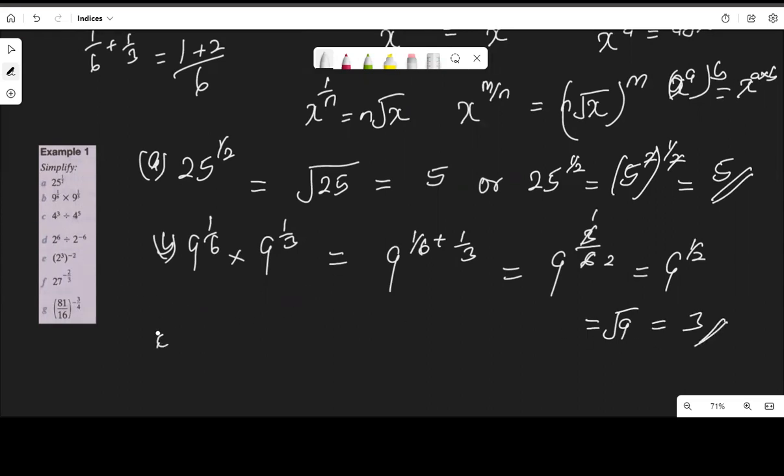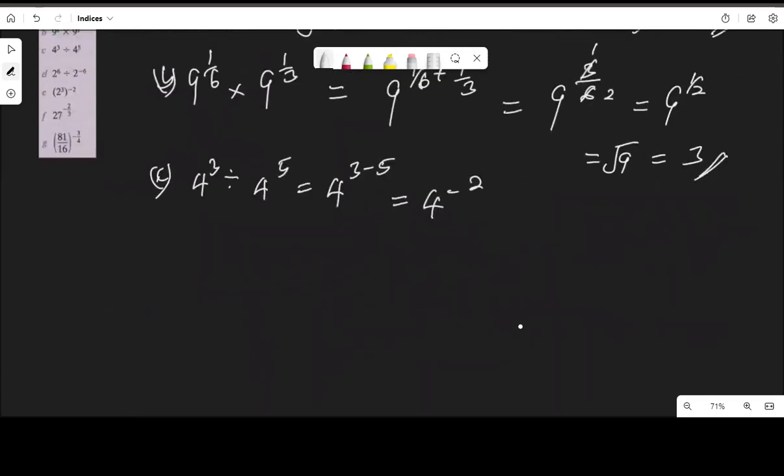In question C, we have 4 to the power of 3 divided by 4 to the power of 5. This will be 4 to the power of 3 minus 5, which is 4 to the power of minus 2. Now applying the law that says a to the power of negative n is 1 over a to the power of n, that will be 1 over 4 to the power of 2, which is 1 over 4 times 4, which is 1 over 16.